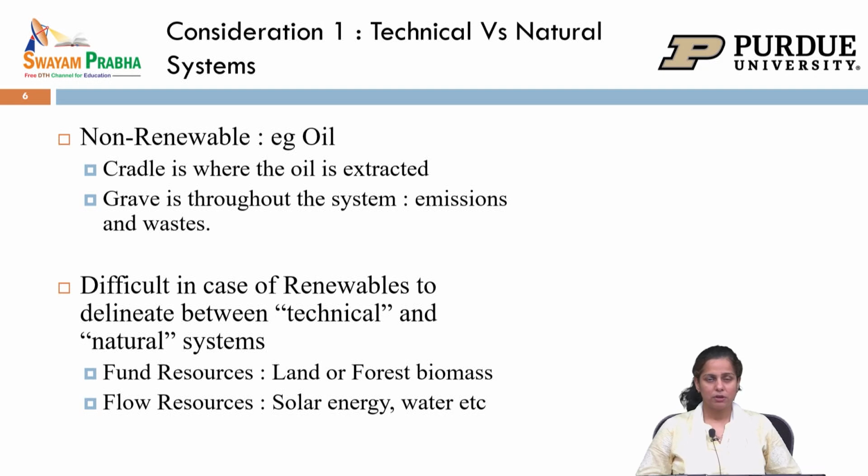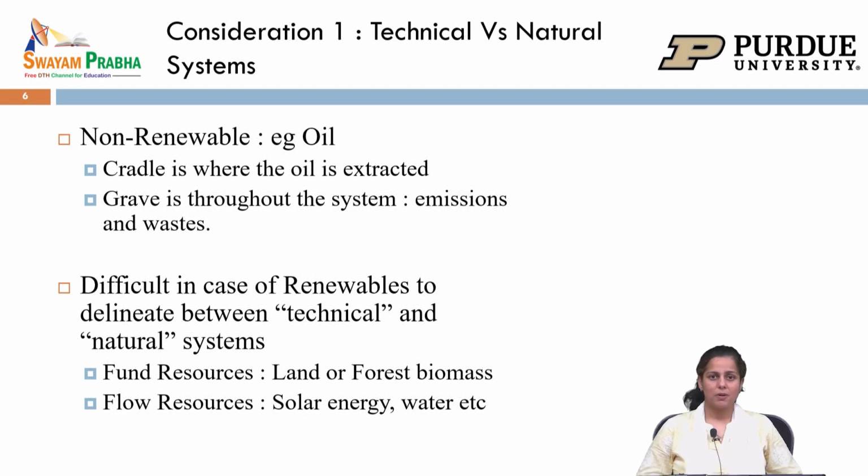Some example of technical versus natural consideration. If you have any non-renewable resource in the product life cycle, for example, let us consider production of oil. So, cradle is where the oil is extracted. So, it is the extraction process, and grave could be throughout the system where the emissions and waste are disposed to the environment. It can also be the end use of the oil itself, which could be in the car, or it could be in any other production process itself.